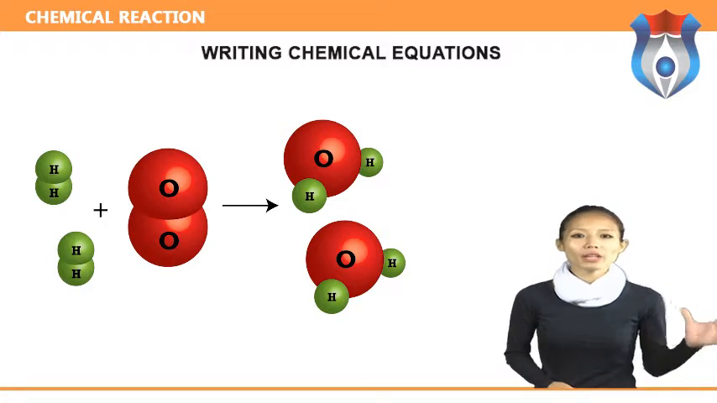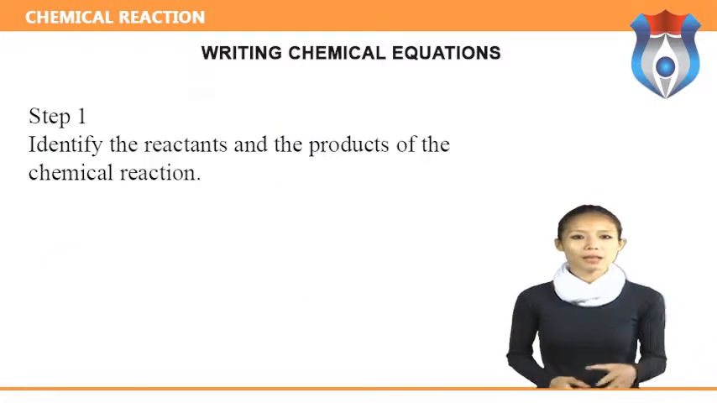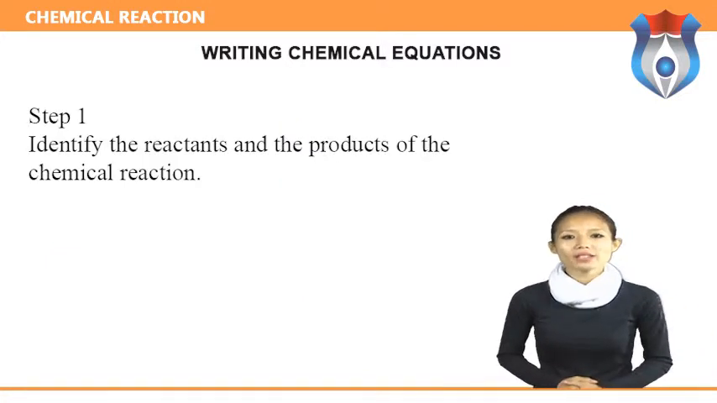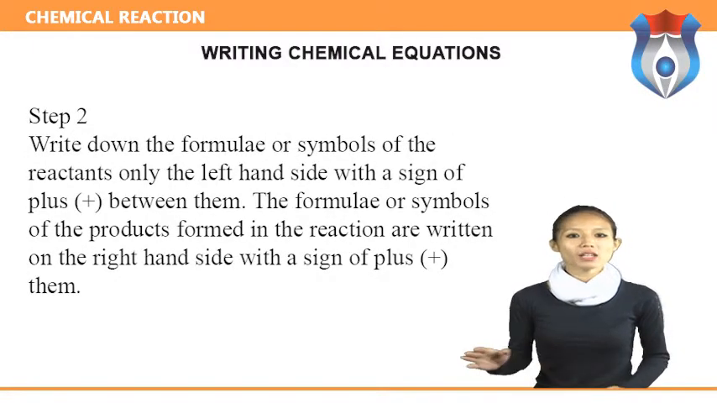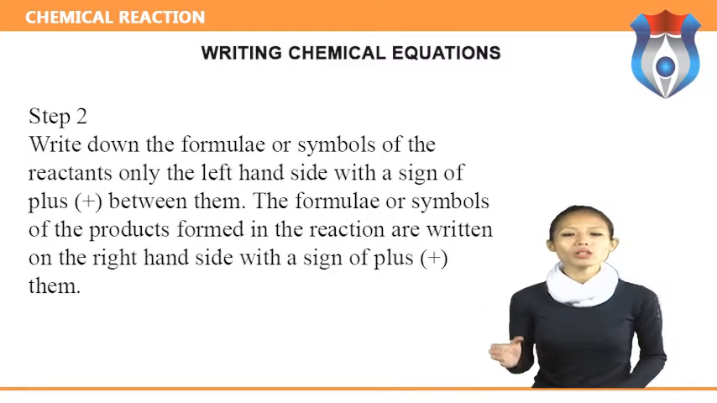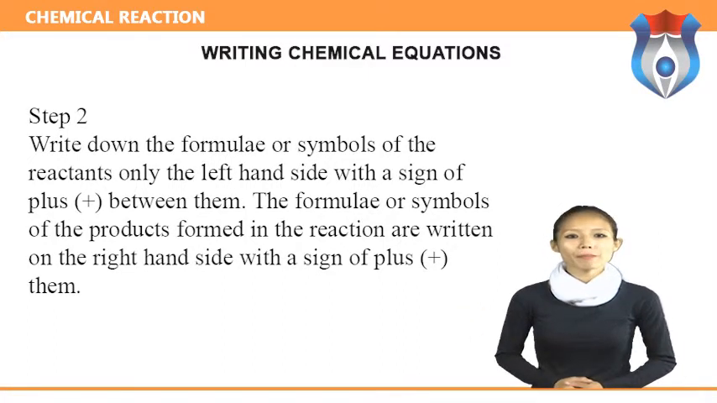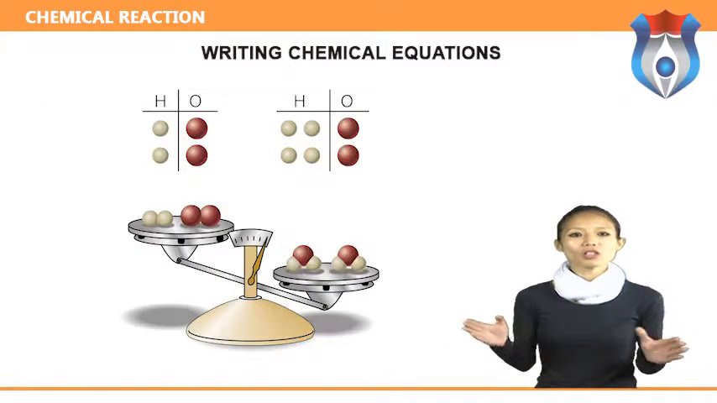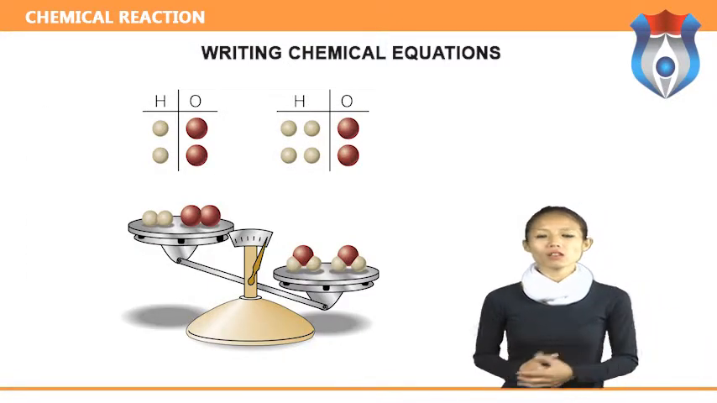A chemical equation for a chemical reaction is written as follows. Step 1: Identify the reactants and the products of the chemical reaction. Step 2: Write down the formulas or symbols of the reactants on the left hand side with a plus sign between them. The formulas or symbols of the products forming in the reaction are written on the right hand side with a plus sign between them. Such a chemical equation is called the skeleton equation.